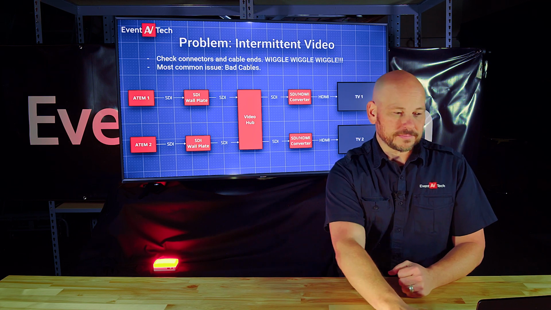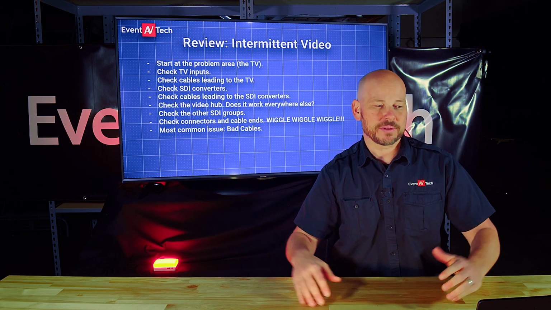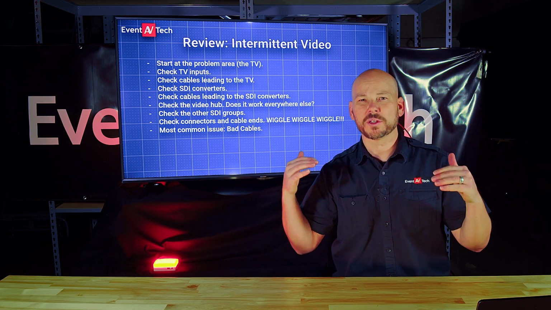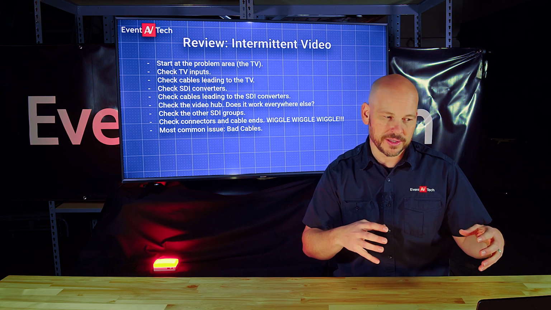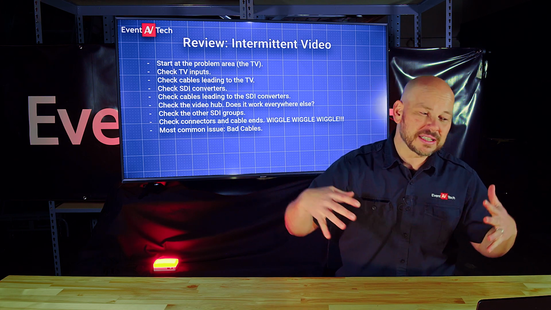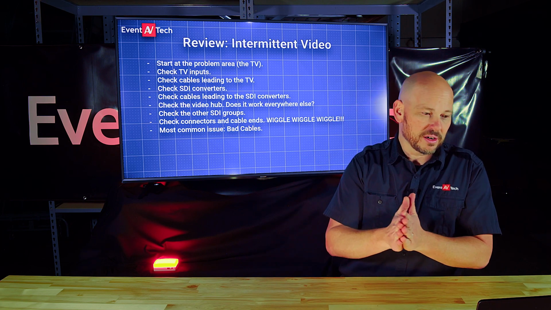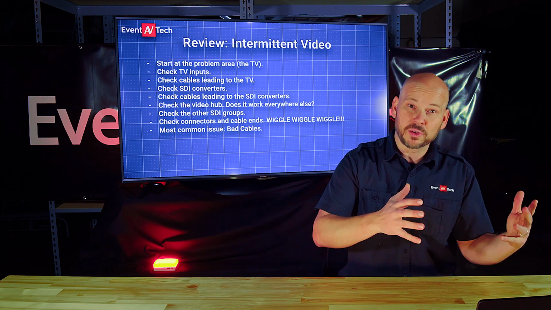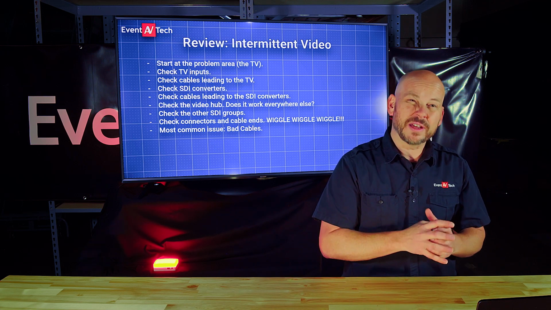Now, let's recap some things that we've talked about. We're gonna start with the problem area. We're gonna check our TVs. We're gonna check our TV inputs. We're gonna check the cables leading into the TVs. Then we're gonna check the SDI converters. And then we're gonna check the cables leading into the SDI converters. And then we're gonna check the video hub.